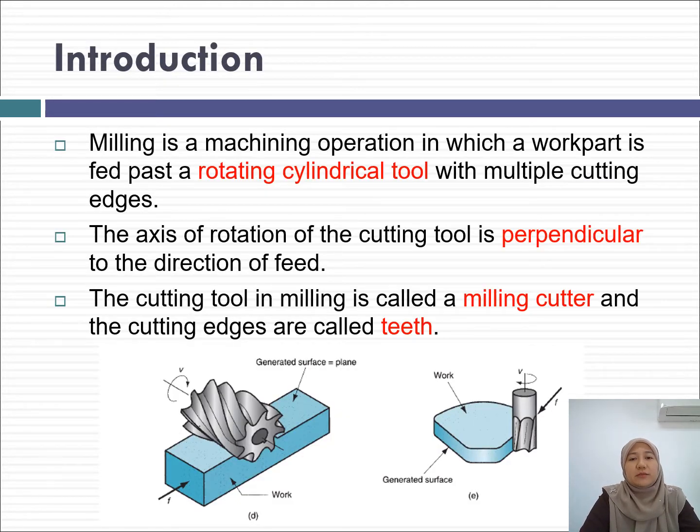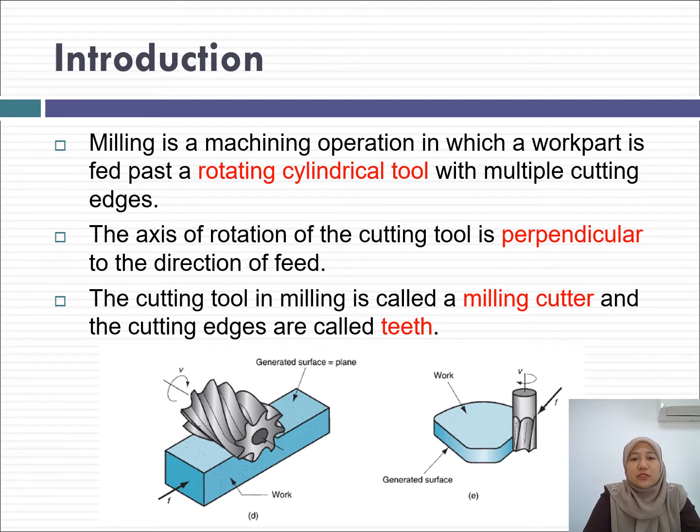Milling is a machining operation in which a work part is fed past a rotating cylindrical tool. So the cutting tool is cylindrical in shape, and the workpiece is moving in the feed direction, passing the rotating cylindrical tool with multiple cutting edges. Recall that the turning operation used a single point cutting tool. However, in the milling process, the milling cutter has multiple cutting edges.